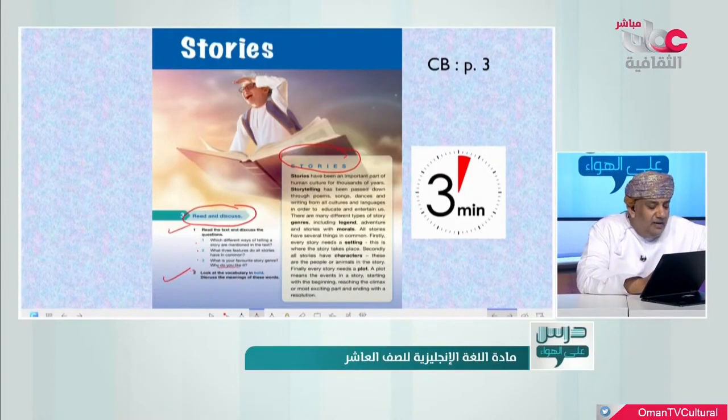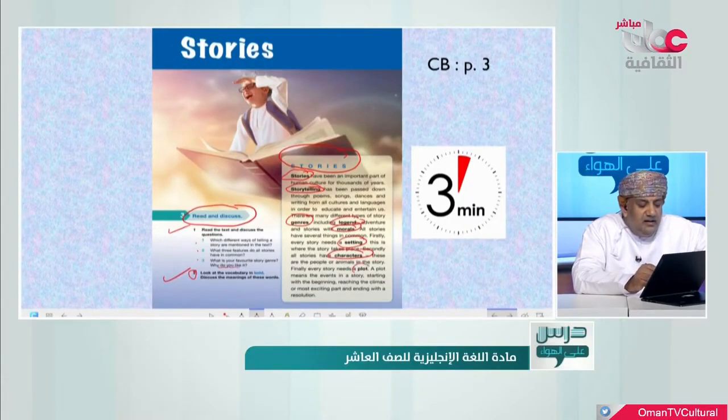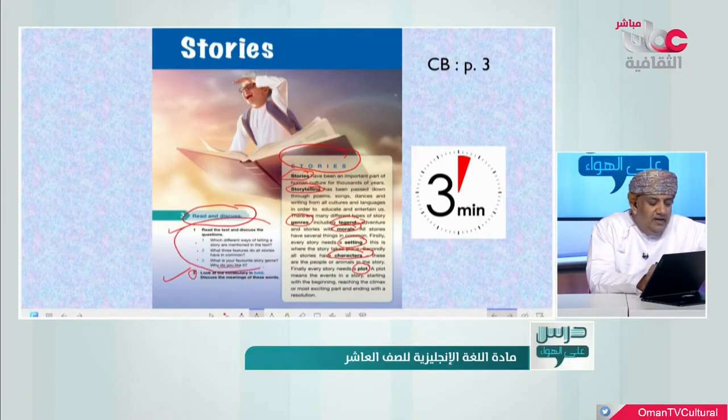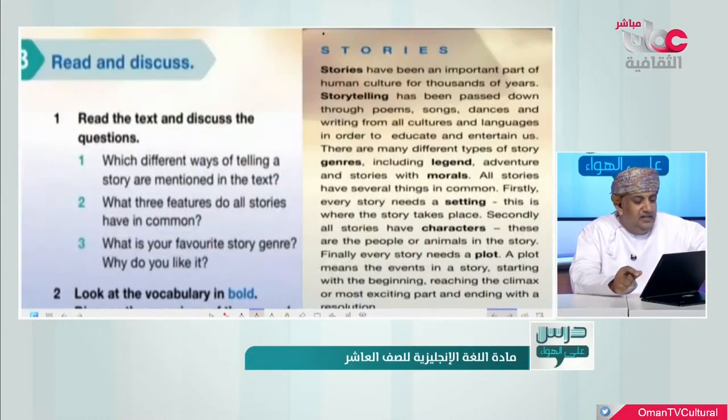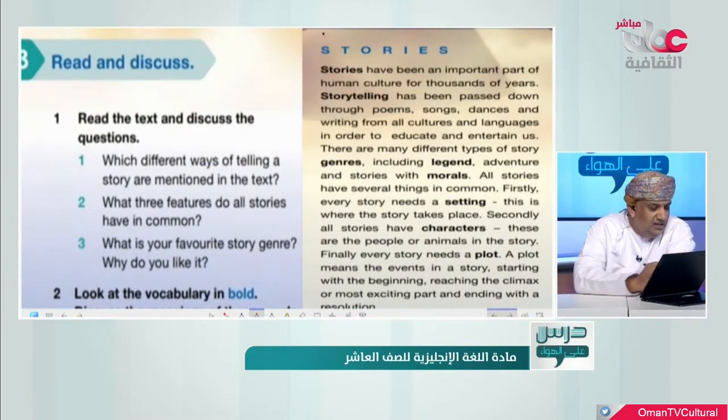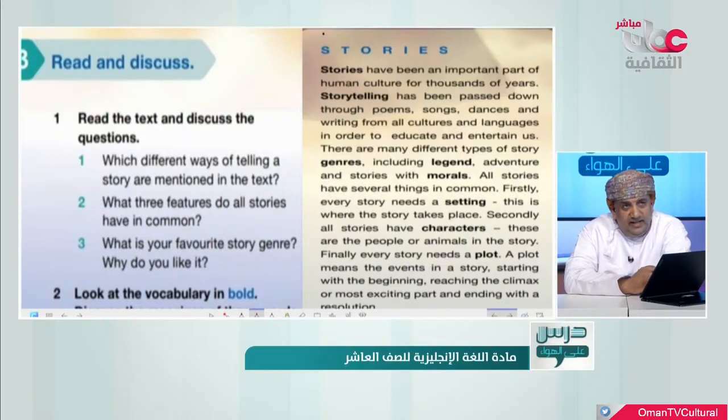And also we have question number 2. Look at the vocabulary in bold. You mean these words: stories, storytelling, genres, legend, morals, settings, characters, and plot. I think we have 8 or 9 words. We want to look for them in a dictionary. So let's start first by completing text number 1. Now I will give you 1 or 2 minutes to complete the text. As you know, we have 3 questions. I want you first to read the text, and then we are going to answer the questions.